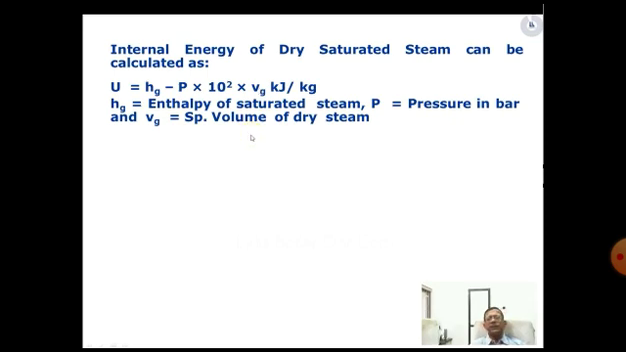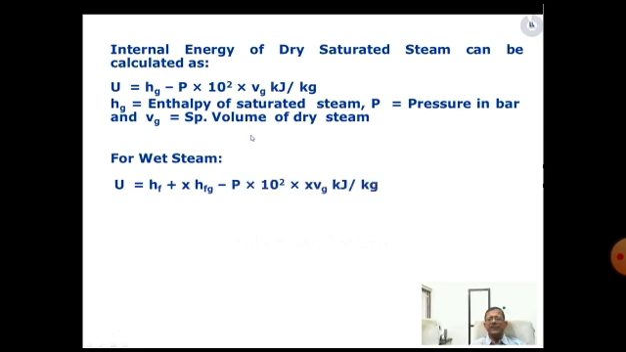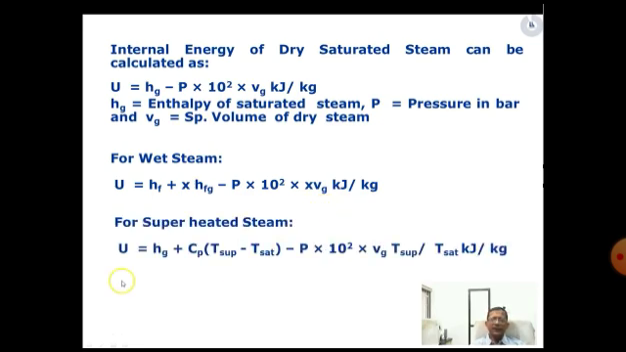Similarly, the internal energy of wet steam, let us say with the dryness fraction of x, can be calculated as the enthalpy of wet steam minus pressure into specific volume of wet steam, that is h minus P v. And for superheated steam, it will be the enthalpy of superheated steam, that is Hg plus Cp (T sup minus T sat), minus pressure into the superheated volume, that is Vg into T sup by T sat.